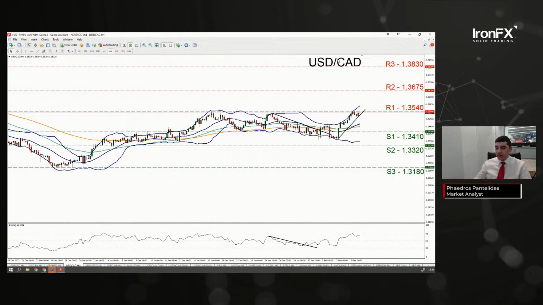So given that it's the dollar against the Canadian dollar, if the Fed speakers are hawkish, we may see the dollar gaining. But an increase in oil prices could alleviate some pressures on the loonie. So that depends. You have two scenarios.